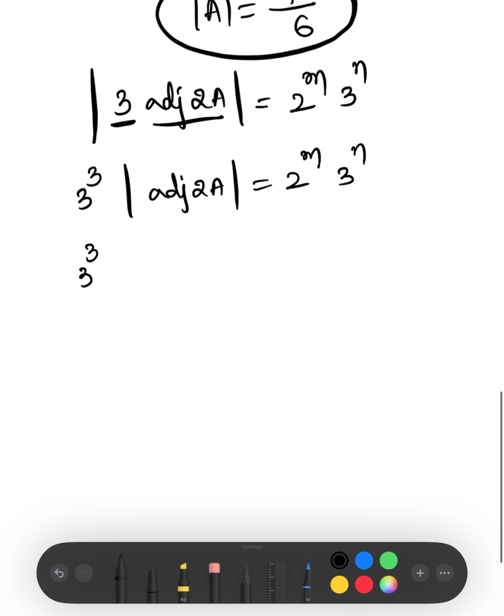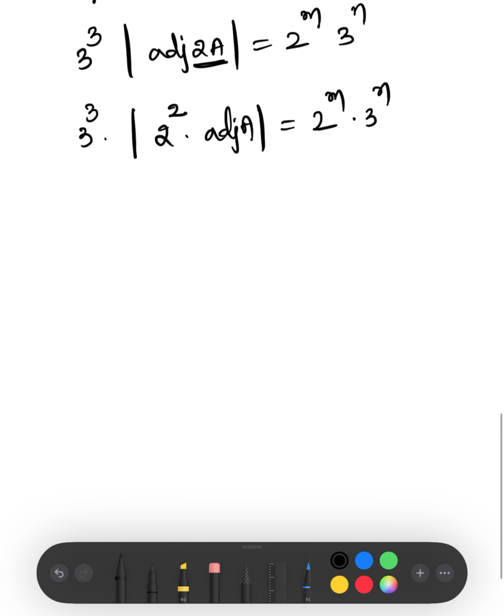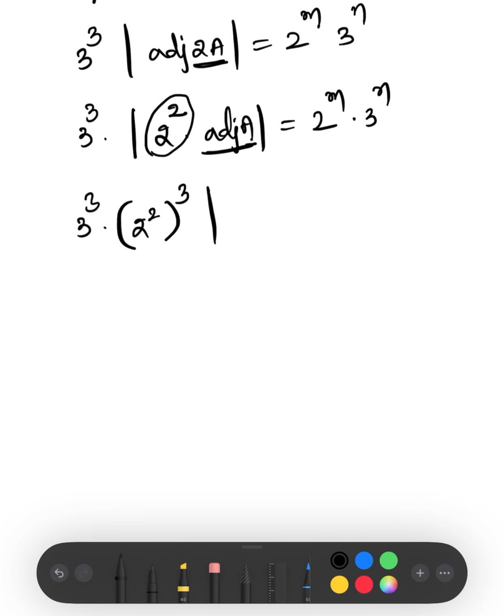So that is 3 power 3 into det of adjoint of kA, k power n minus 1, meaning 2 power 3 minus 1, 2 into det of adjoint A, is equal to 2 power m into 3 power n. Now it is det of kA, k power n, 3 cube into 2 square whole cube into det of adjoint A equals 2 power m 3 power n.